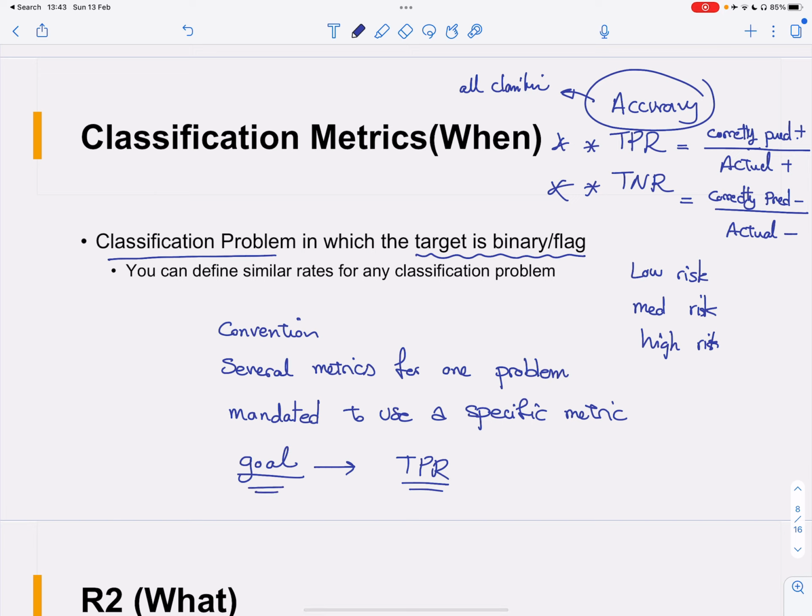So the last one depends on your goal. And generally the goal is based on benefits and costs. We talk about it at the end of this lecture.